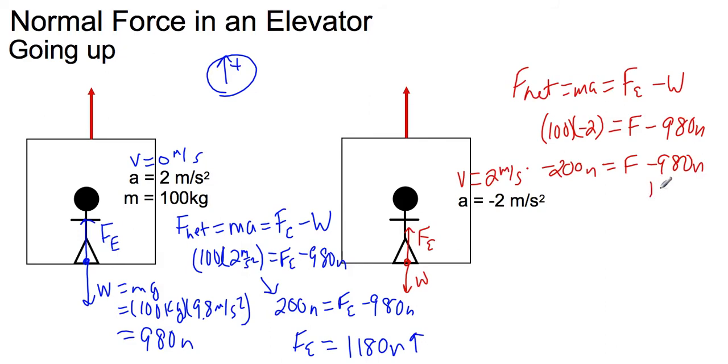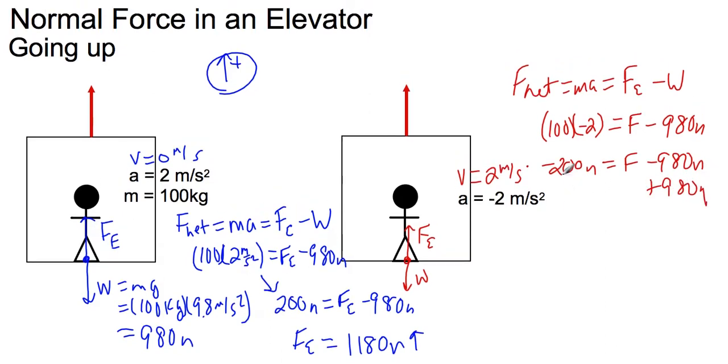And again, when I combine like terms and add 980 newtons to both sides, my force this time becomes 780 newtons. And it's still positive because the force of the elevator still pushes me up. But now it's pushing with less than my weight.